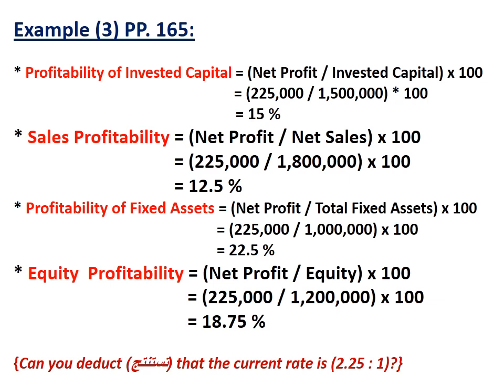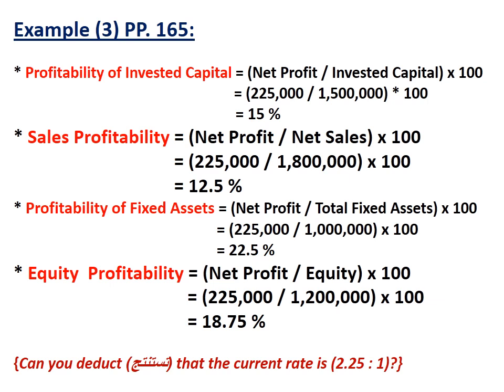So, profitability of invested fund capital or invested capital, net profit divided invested capital times 100. All these ratios will be times 100 to get a percentage. So it equals 15%. Sales profitability equal net profit divided net sales times 100. It gives 12.5%.